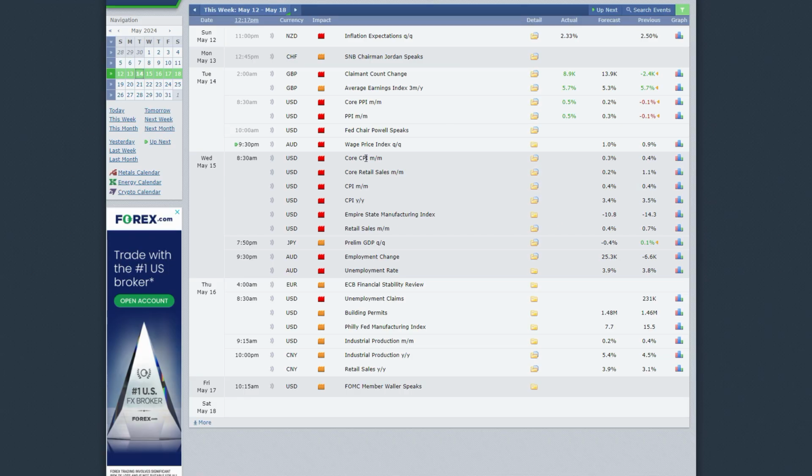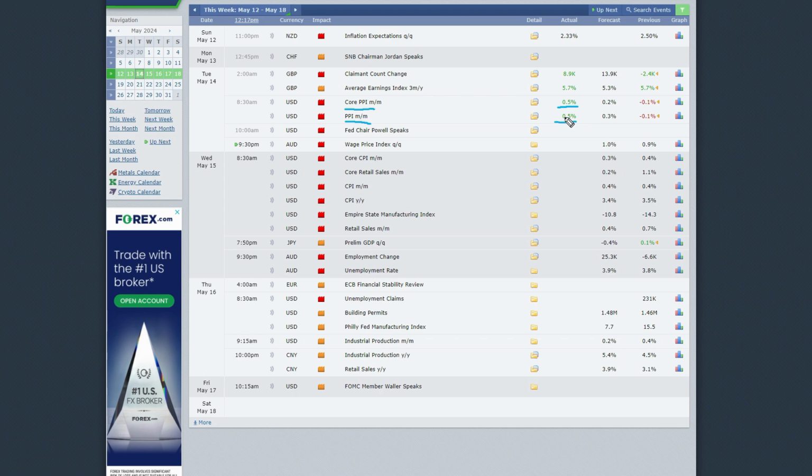Taking a look here at the Forex Factory calendar, you can see where we did get US PPI coming in today, producer price index. Right over here, we have core PPI month over month, PPI month over month. You can see that came in a few hours ago, and it did come in quite a bit hotter than forecast. The forecast numbers were 0.2 and 0.3% respectively, and we got 0.5% for both of those. So that was a very hot reading.